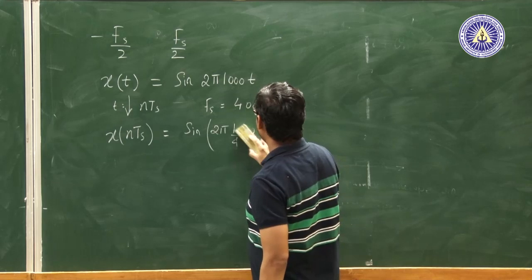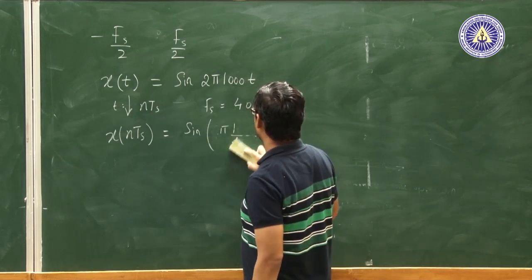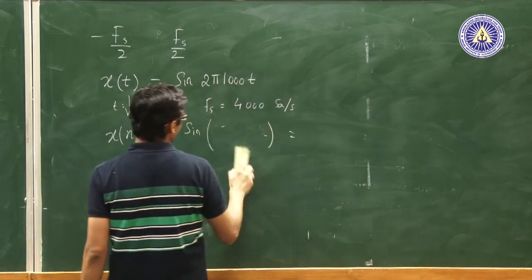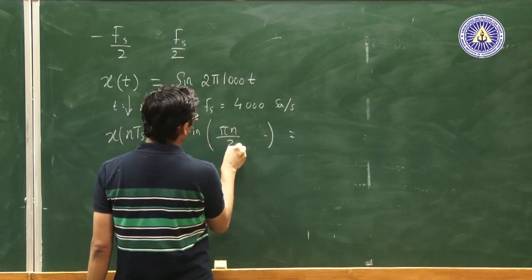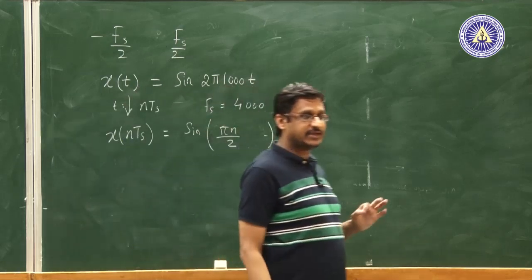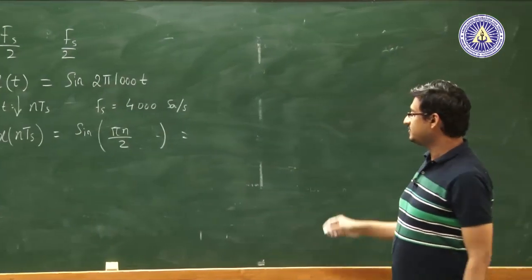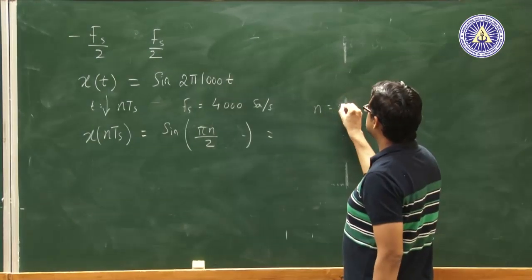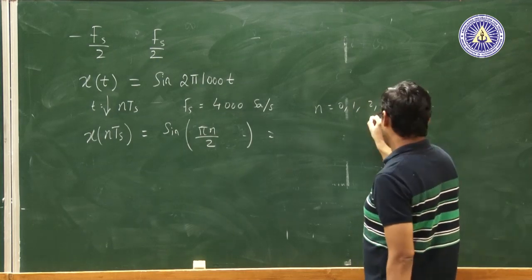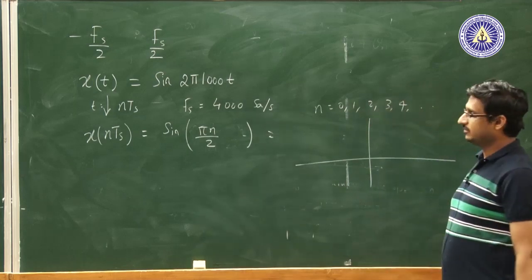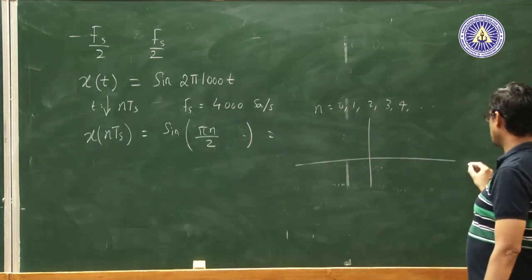Obviously, this will cancel with respect to each other, 2 and 4 will go away. So, what you get is pi n by 2, and remember n can take on integer values. Let us take n equal to 0, 1, 2, 3, 4 and so on, okay, and then plot the numbers out there as a function of n.